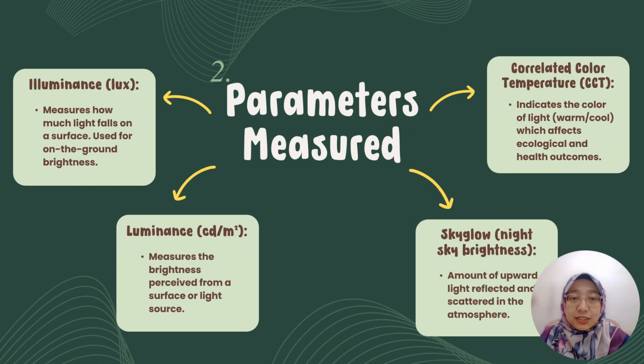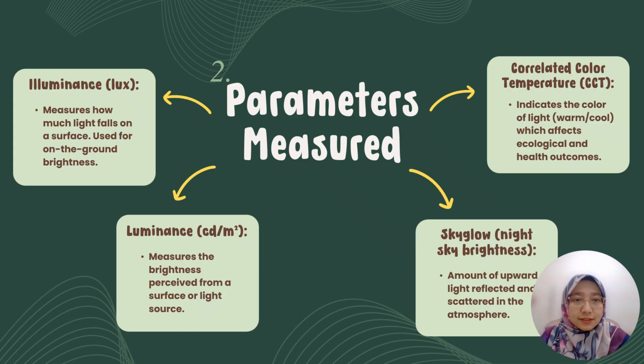In light pollution assessment, we measure several key parameters to understand the type, intensity, and impact of artificial lighting. First, we have illuminance measured in lux. This tells us how much light falls on a surface, such as the ground or a work area. It's commonly used to assess lighting adequacy in public or working spaces.